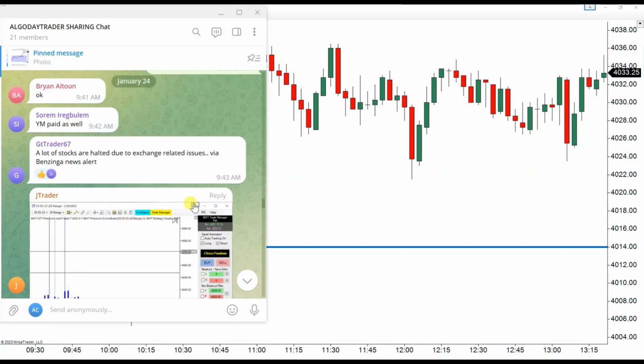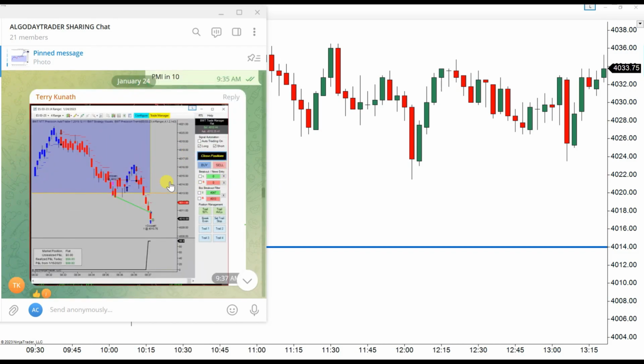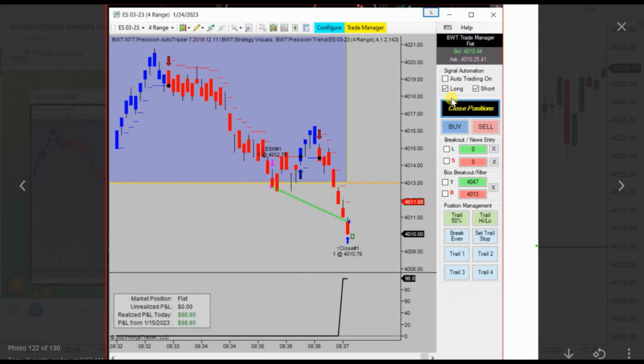Me, I don't have this luxury. I have to keep on trading even after hitting my target of $100 because I just have to do that. So as you can see, most traders did just fine. There was an ES trade.